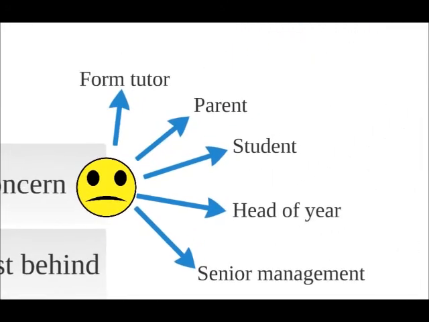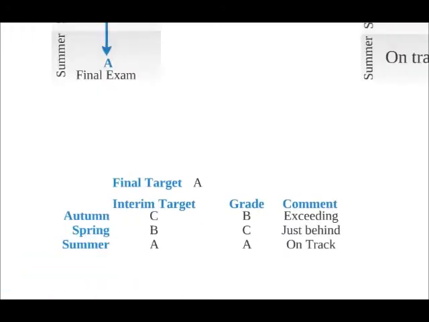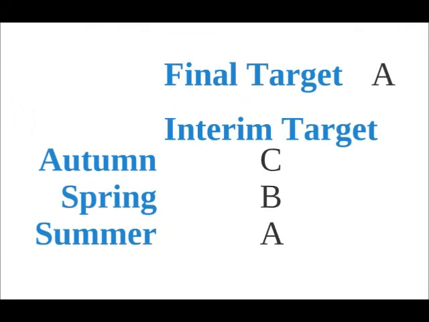Now this concern is for many people. The form tutor will be concerned, the parent, the student, the head of year, the senior management. They won't necessarily know that this is acceptable progress through the year, so when they see a concern, alarm bells will ring, and they will be getting in touch with the head of department and the teacher to ask what's going on. So the solution to this is to introduce interim targets that are automatically calculated against the final target.